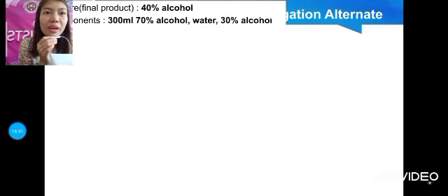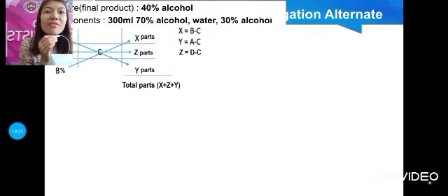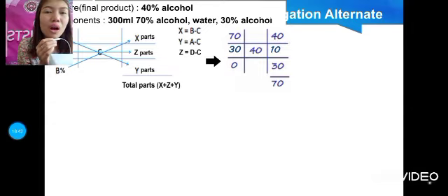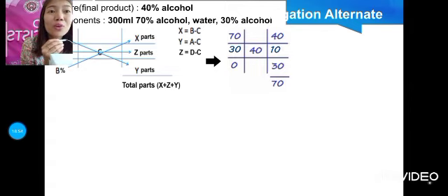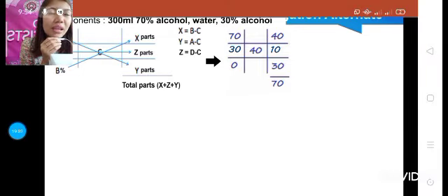We have this given. So since we have three components in our problem, we will use this diagram. We substitute the values, and it will become like this. Our first component is 70%, our second component is 30%, and the last component is 0%, which is of course the water having 0% alcohol. And then we proceed with the subtraction. So 70 minus 40 is equal to 30. 30 minus 40 is equal to 10, and 0 minus 40 is equal to 40.